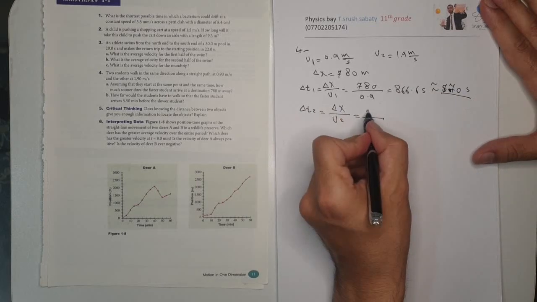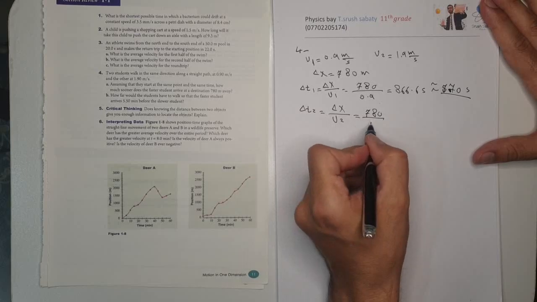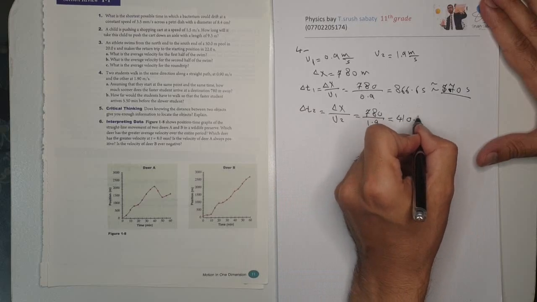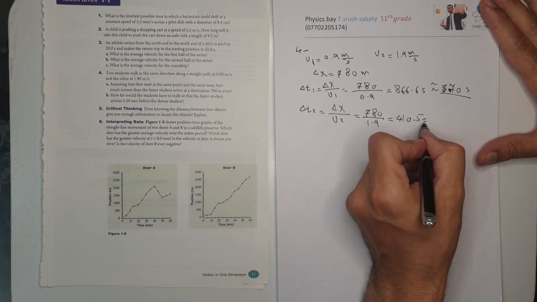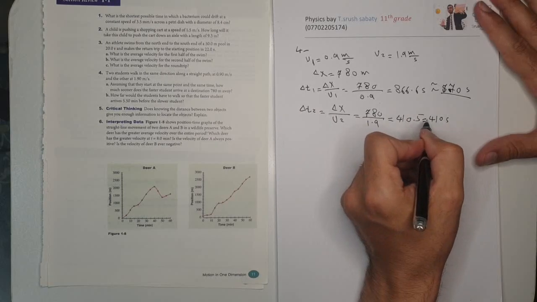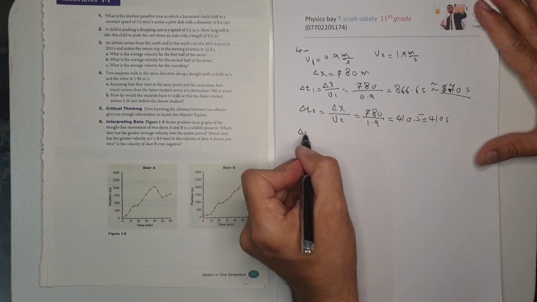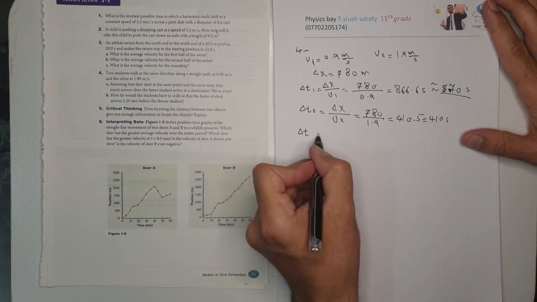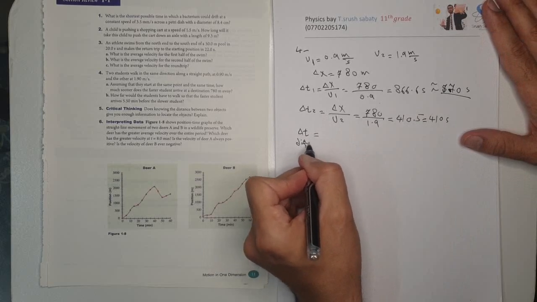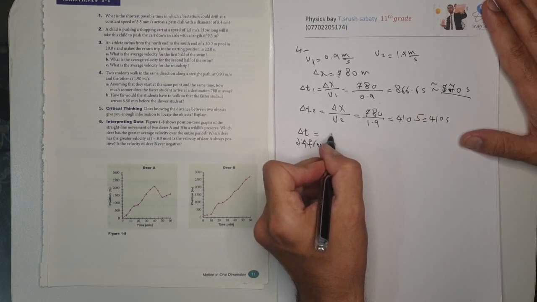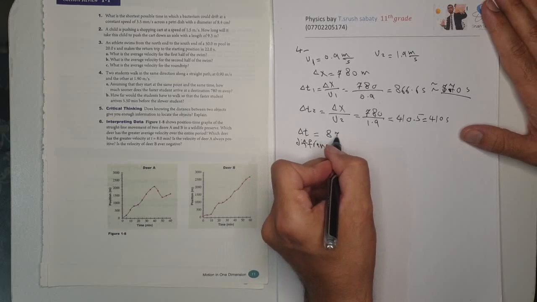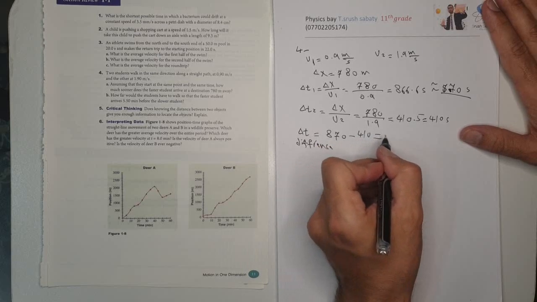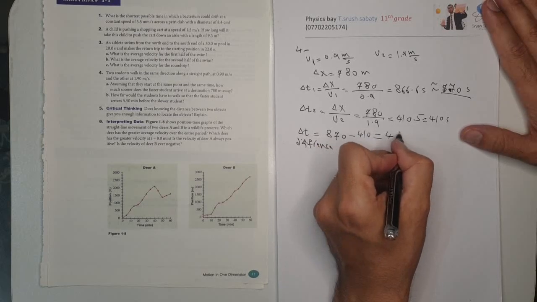What about delta x? The same. What about v2? It is equal to 1.9. The result will be approximately equal to 410 seconds. So the difference between the two delta times will be the difference between them, which is equal to the greater one minus the smaller one, so 870 minus 410 equals 460 seconds.